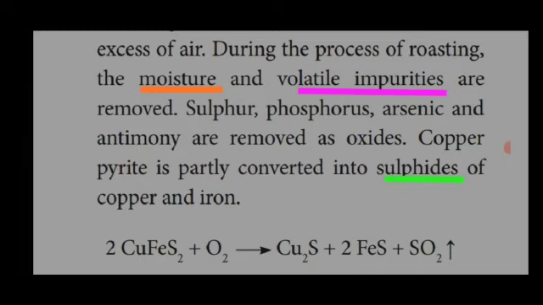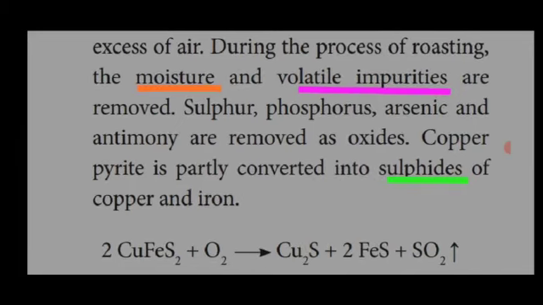The remaining sulphur is removed. In this process, the volatile impurity is sulphur, and it is removed as a gas. What gas? Sulphur dioxide. What is the formula of sulphur dioxide? SO2. This compound easily goes into the gaseous state. In this process, what volatile impurity is present? Sulphur.